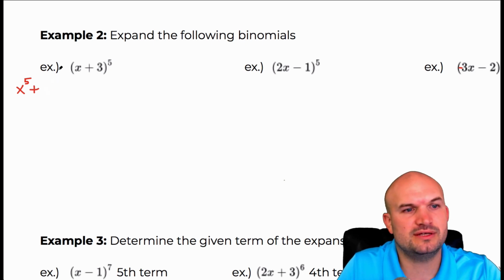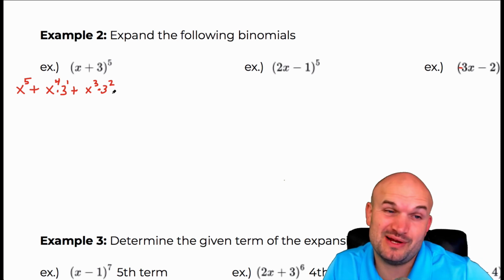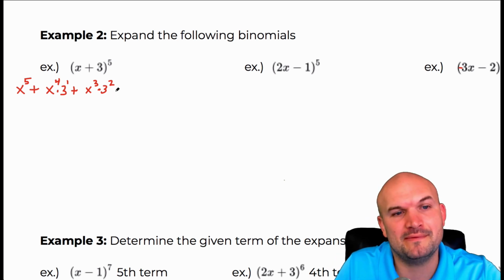Let's give ourselves a little bit more space. So x to the fourth. And now, if this is 3 to the 0, then we'll have 3 to the first, plus x to the third, 3 squared. And these are all multiplied by each other, FYI. So if you use parentheses, you don't have to worry about that.